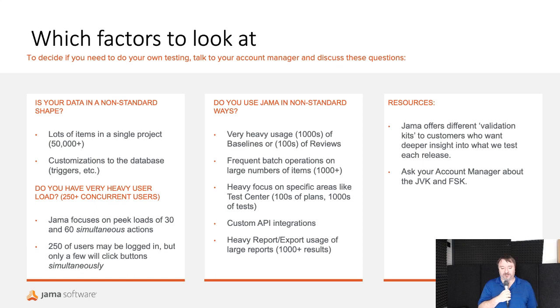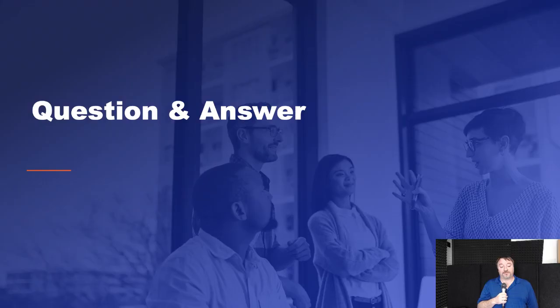There's a lot of things on the slide, like custom API integrations, heavy report usage. So if you're generating reports that have thousands and thousands of items, and if you're really hammering one section like test center or reviews, and that's the main usage of Jama, you might want to create your own test. Again, making that decision, you want to talk to your account manager. We do have resources with the JVK and the FSK, so you can see what we're doing. You can see if maybe you only need to build a little testing on the side. So you take what we've done and then you add something to it, or you just accept what we've done.